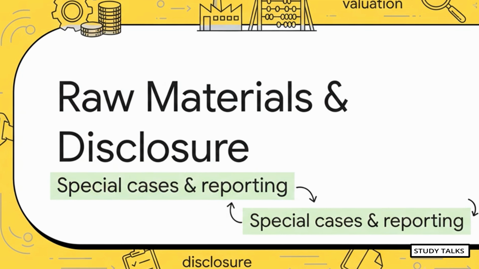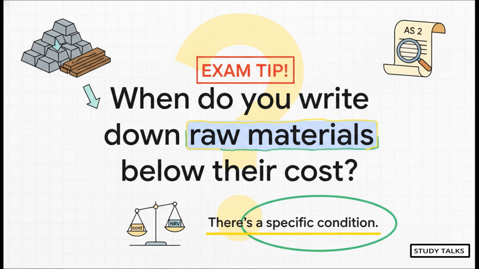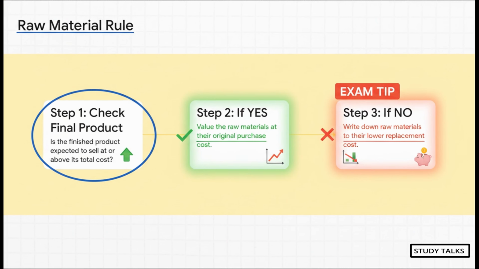So here's a fun little puzzle for you. Let's say the market price for your raw materials has dropped. Your first instinct would be to write down their value, right? Well, according to AS2, not so fast. There's a catch. Here's how it works. You have to look at the finished product that you're going to make with those raw materials. If that finished product is still expected to sell at a profit, meaning at or above its cost, then you don't write down the raw materials, even if their price has fallen.